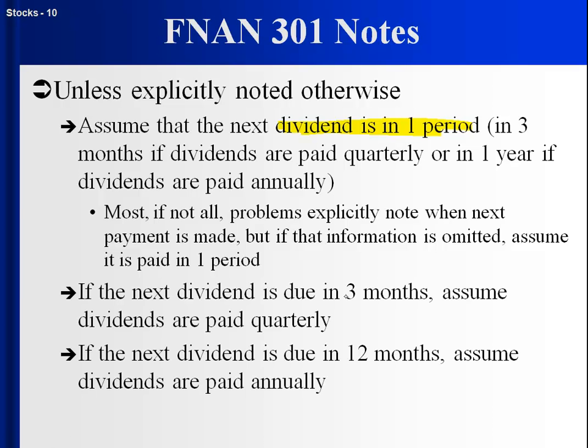And again, if the next dividend is due in 3 months, then assume it's quarterly. Don't assume it could be 3, then 15, then 27, then 39 months. Now, if it's next in 3, assume it's quarterly. And if it's next in 12, again, assume it's annual.